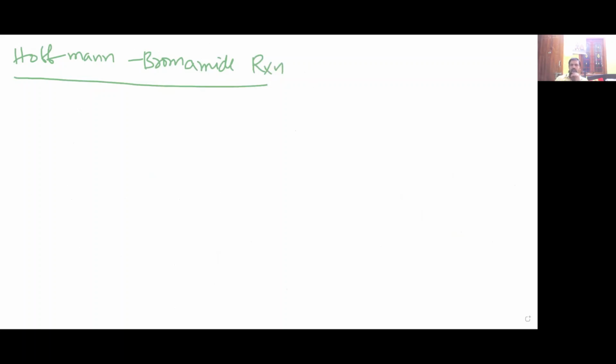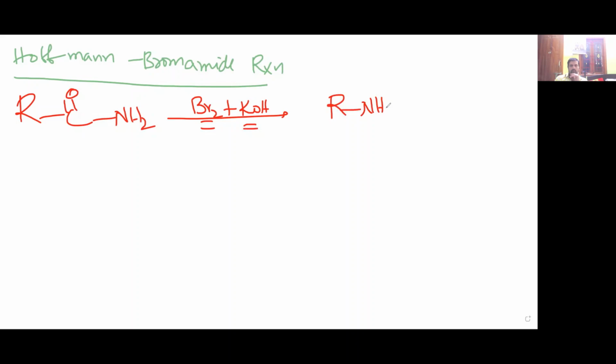So now the coming reaction is most important, the Hoffman bromamide reaction. So what is this Hoffman bromamide reaction? Generally, R C double bond O NH2 is treated with Br2 and KOH or NaOH, bromine and base. Then you are getting the primary amine. You can prepare both aliphatic and aromatic amines by using this preparation.